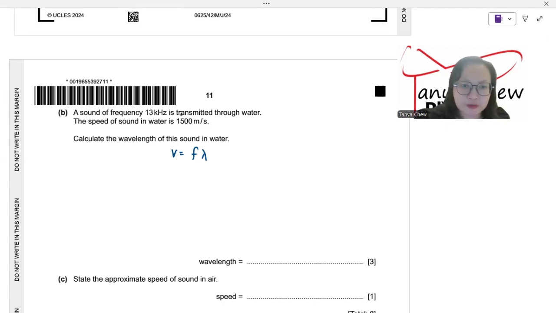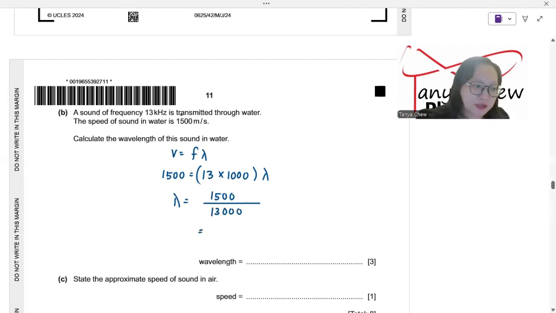Now, the wave speed is given as 1,500. Frequency is 13 kilo. Remember, kilo is one of the prefixes which carries the value of 1,000 or 10 to the power of 3, times lambda. Make sure that lambda is equal to 1500 divided by 13000 and your wavelength is 0.12 meter. Fill in the blank, 0.12 meter.